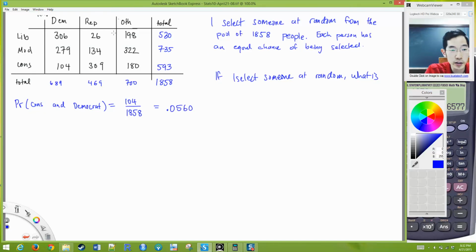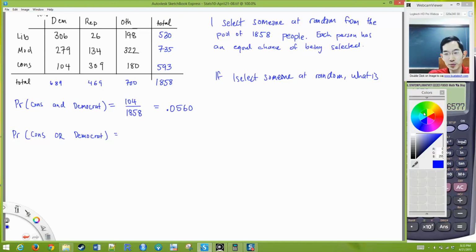Conservative and Democrat, okay? And then let's do one more. What's the probability that someone is conservative or a Democrat? It's not 0. Yeah, this is a little harder. 0.37? Yeah. Okay. All right.